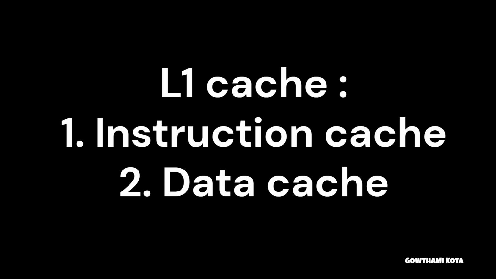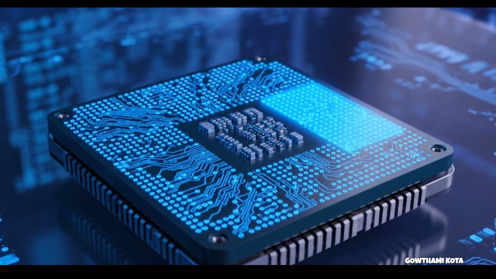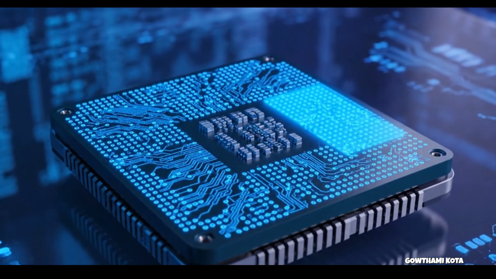Now, this L1 cache again has two parts, which are the instruction cache and the data cache. The instruction cache stores the commands the CPU needs to execute, and the data cache, on the other hand, stores the actual data that is being processed. Why do we need to split L1 cache? It is because your CPU fetches instructions and data at the same time, so splitting removes the bottleneck and keeps the performance smooth.